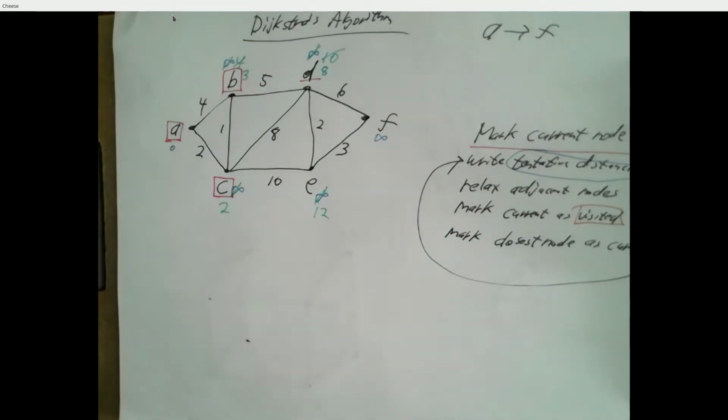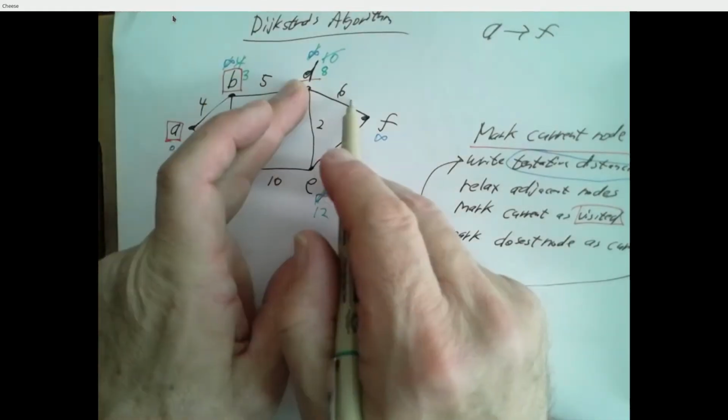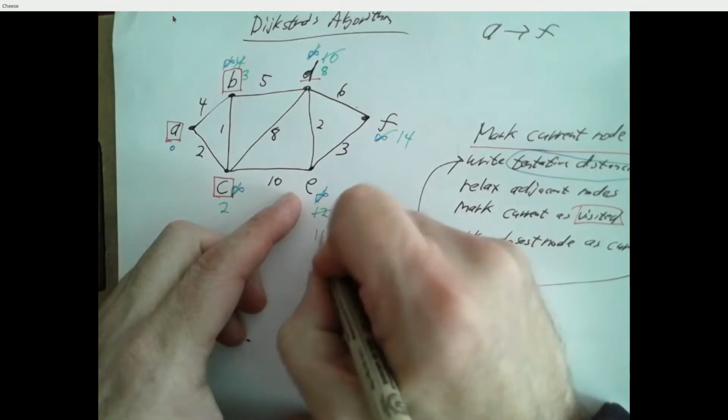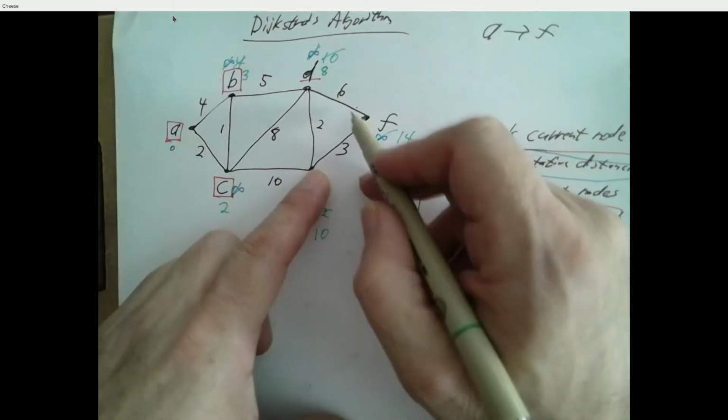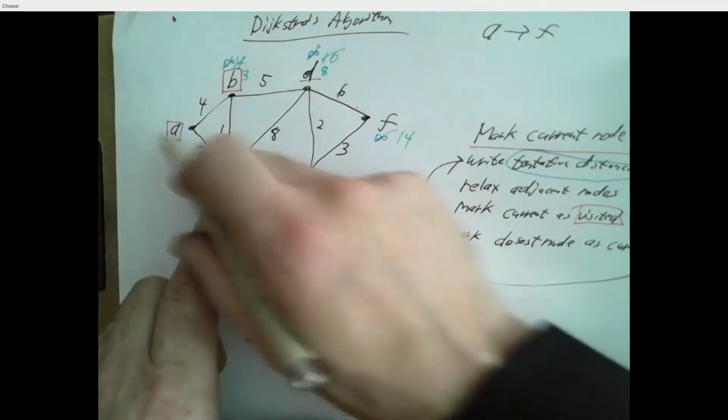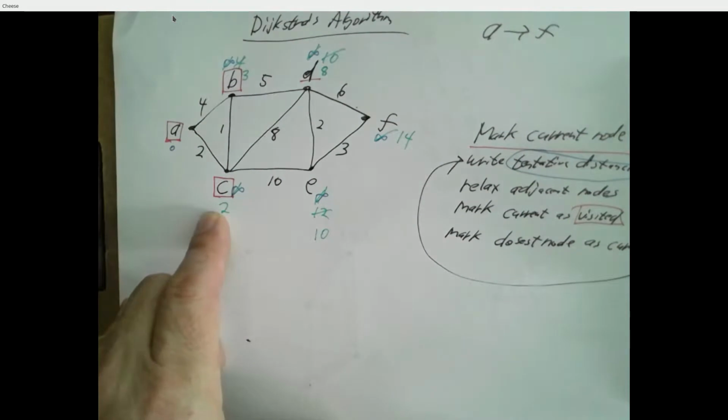Update the tentative distances. So 8 and 6 is 14. That's better than infinity. 8 and 2 is 10. That's better than 12, so I'll relax that to a 10. And those are my only edges to vertices that I haven't visited yet. Right? I don't need to come back here because I've already visited those nodes.